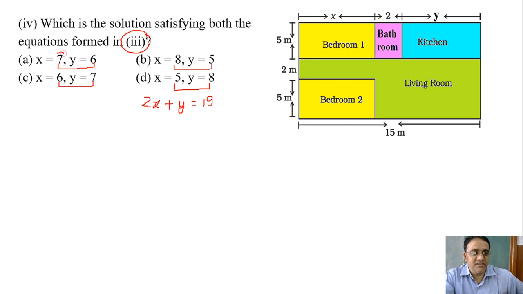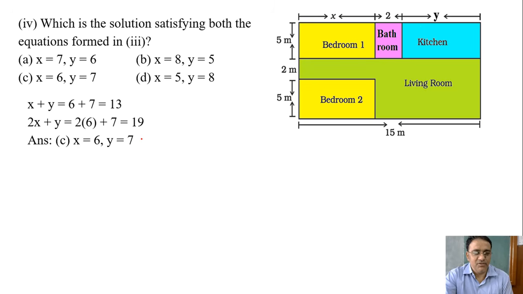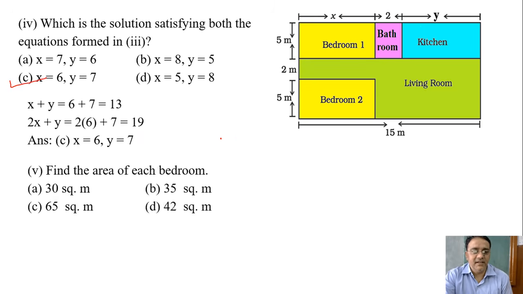So we'll check with the first one. 2 into 7 14 plus 6 20, not satisfying. 2 into 8 16 plus 5 21, not satisfied. 2 into 5 10 plus 8 18, not satisfied. 2 into 6 12 plus 9 19. So option C जो है वो satisfy कर रहा है. Option C 6, 7. So the correct answer is x is equals to 6 and y is equals to 7. Right? Now we got the value of x as 6 and the value of y is equals to 7.